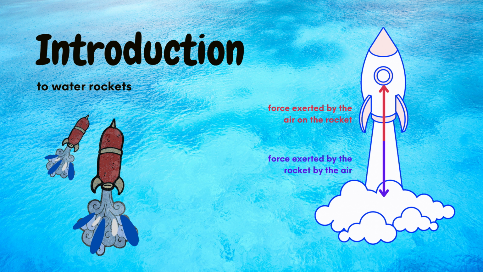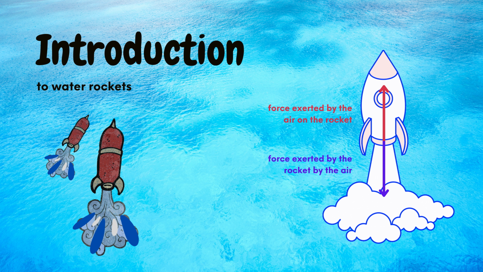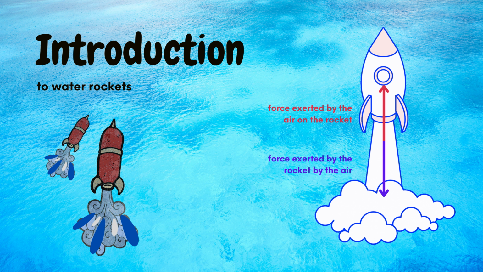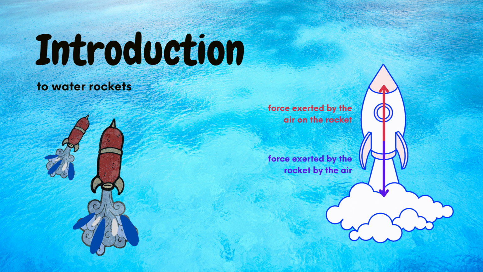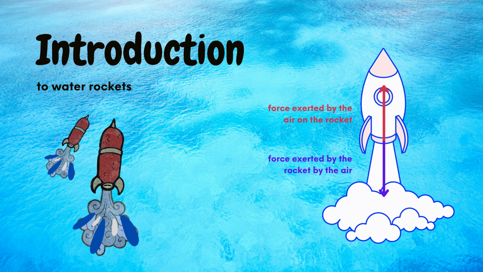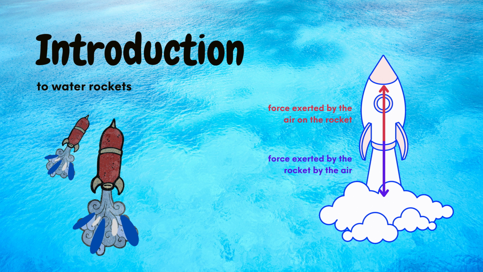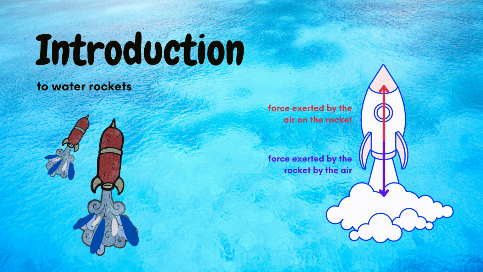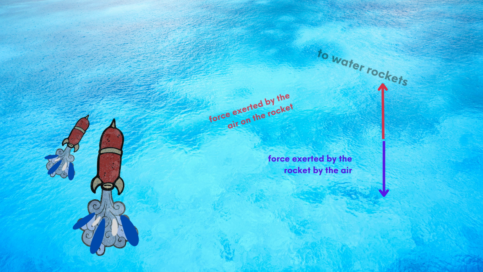Let me give you a brief introduction to water rockets. A water rocket is a type of model rocket using water as its reaction mass. The water is forced out by a pressurized gas, typically compressed air. Like all rocket engines, it operates on the principle of Newton's third law of motion, action and reaction forces.